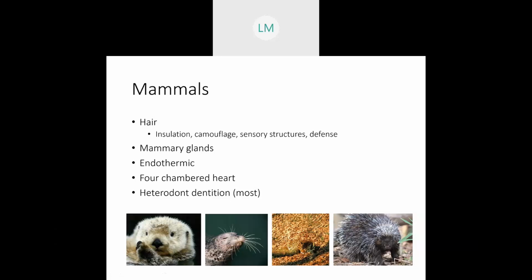So we have this heterodont dentition. Reptiles don't have heterodont dentition. They have homodont dentition, meaning all of their teeth look the same. Okay. Some mammals have homodont dentition. The only one I can think of off the top of my head would be things like dolphins. But most of them are going to have these teeth that serve different functions.